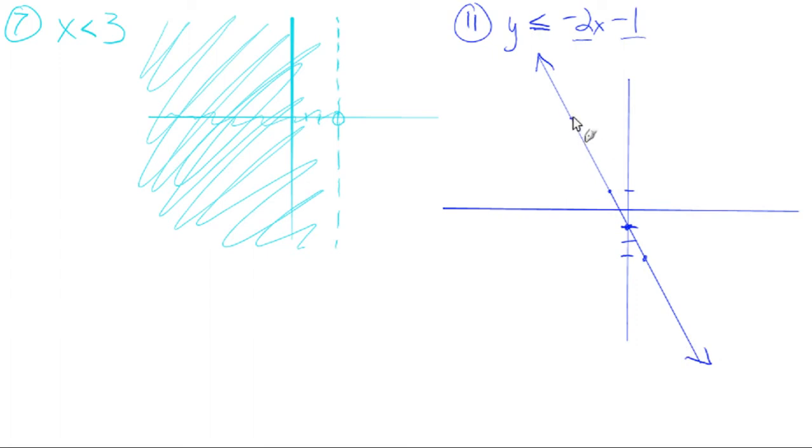Because if you pick this point here and you put in this x for this x and this y for this y, both sides will be the exact same, and that's just fine according to this bottom part of the symbol.